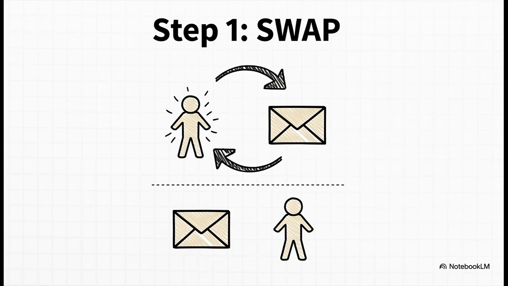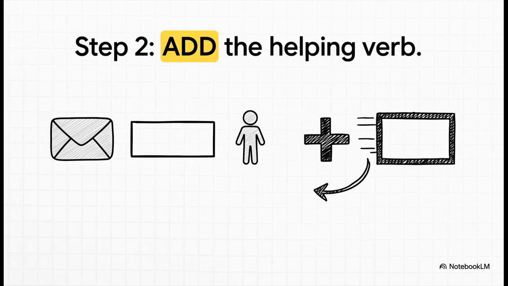Let's use the sentence, she writes a letter. Step 1 is to swap the subject, she, and the object, a letter. So a letter comes to the front, and she moves to the back. Easy enough, right? Now for step 2, we need to add a helping verb.